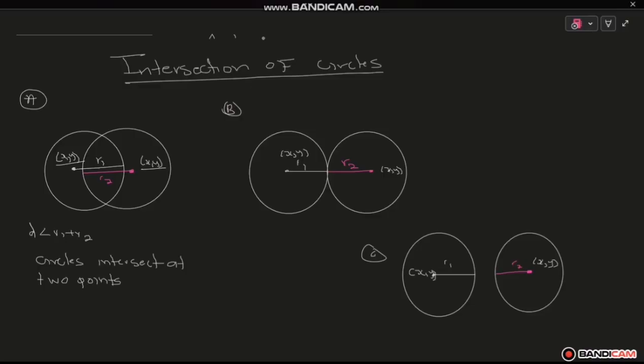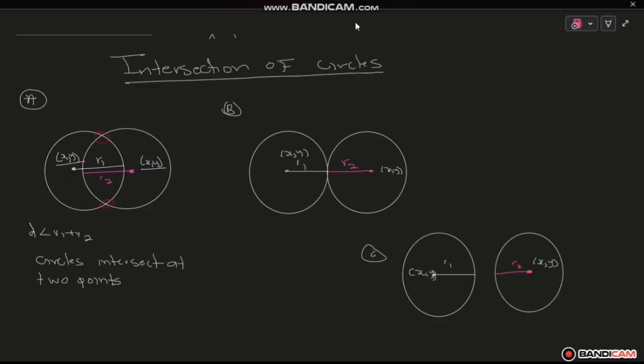So you're going to use the distance formula. You use your centers to find the distance using the coordinates of the centers. Then when you compare them with R1 plus R2, their radii, if D is less than R1 plus R2, it means that the circles are intersecting at 2 points. As you can see, they are intersecting at 2 points.